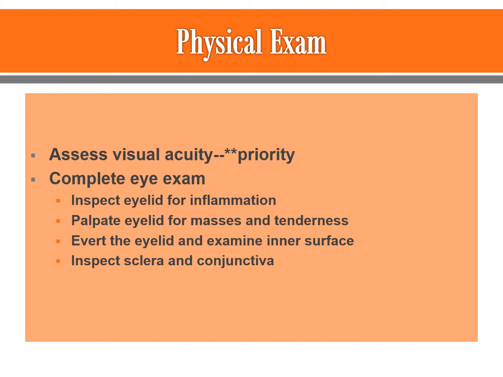The chalazion is diagnosed by the medical history and the finding of that firm, non-painful lump in one of the eyelids. So the diagnosis can really be made by inspection with a pen light or even palpation, feeling the lump. So you want to be palpating the eyelid, averting the eyelid, looking at the inner surface, as well as inspecting the sclera and the conjunctiva.